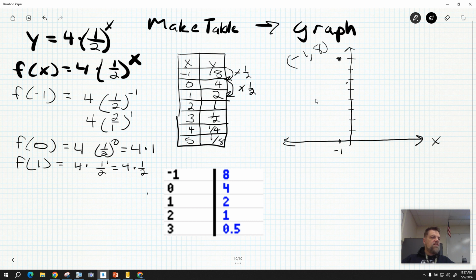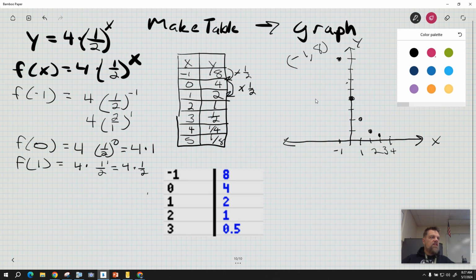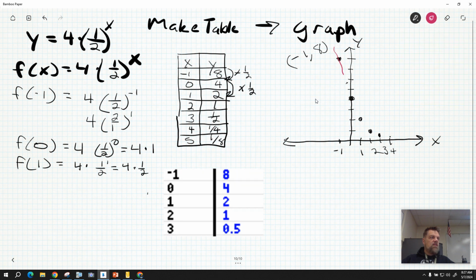This is my x-axis. This is my y-axis. Then 0, 4, so I go 1, 2, 3, 4. Then 1, 2. And then 2, 1. Then 3, 1/2, which is right here. And then 4 is really low down here. And so if I go to graph this, it's going to look like this.